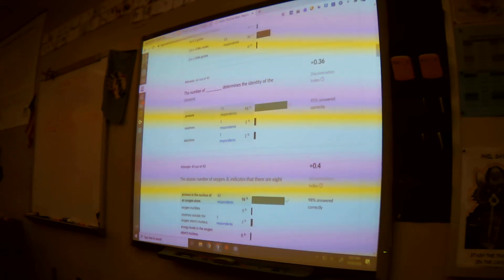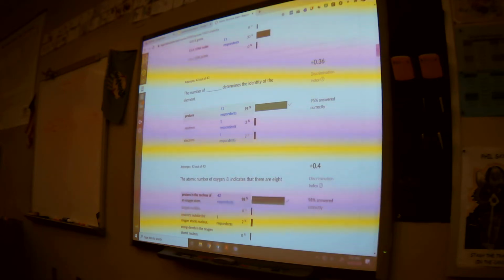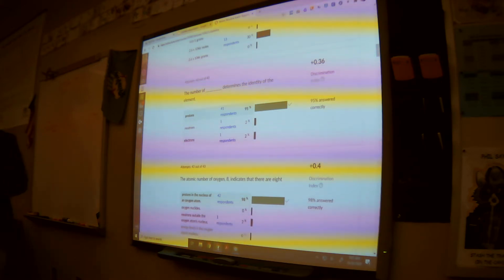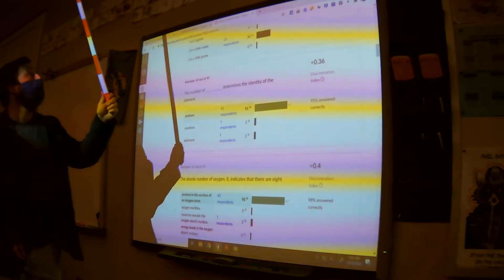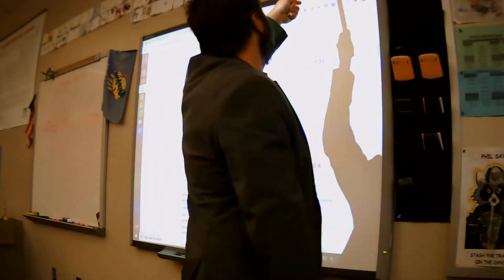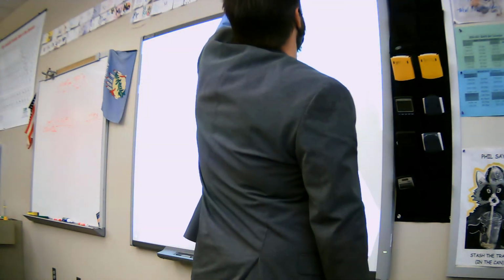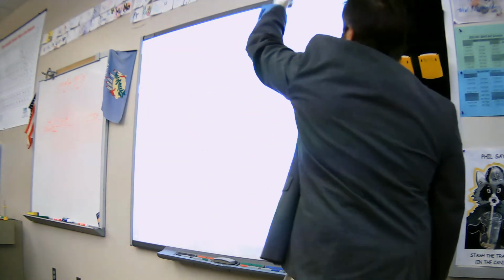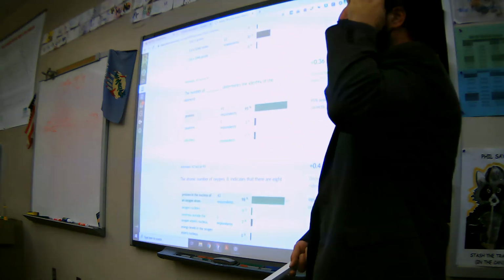The number of blank determines the identity of the element. So which one of these, protons, neutrons, or electrons, determines the identity? Protons. You can see it right there. But if nitrogen gained a proton, what would happen to it? Then it'd just be another element.